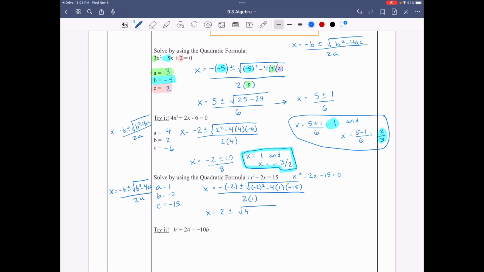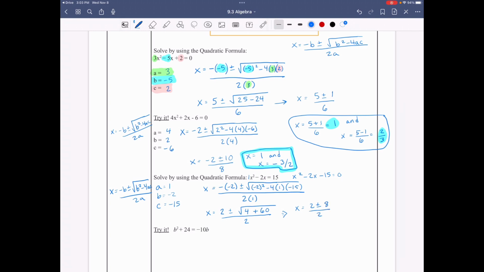And 4 times 1 is 4, times 15 is 60, and it's a negative times a negative, so it's plus 60, all over 2. So the square root of 64 is going to be 8. So that is x equals 2 plus or minus 8 over 2.